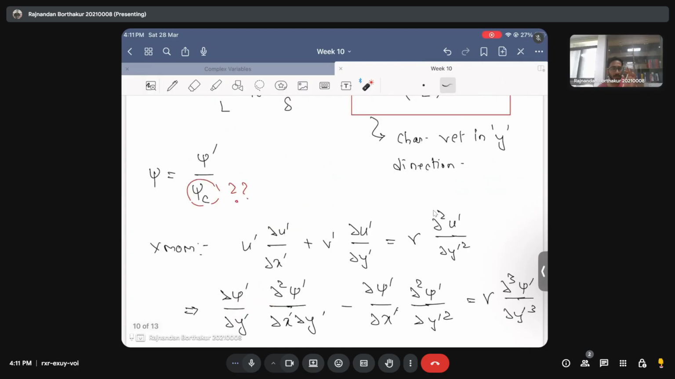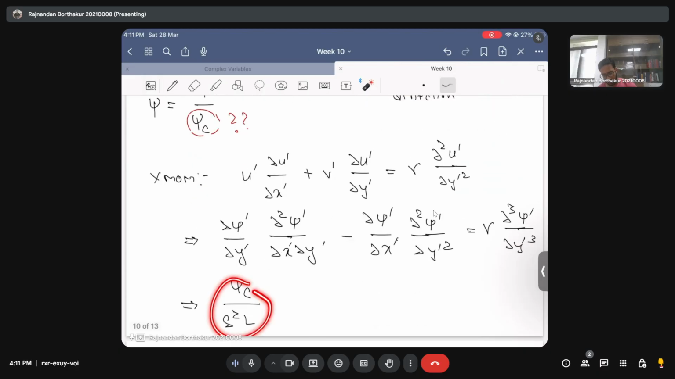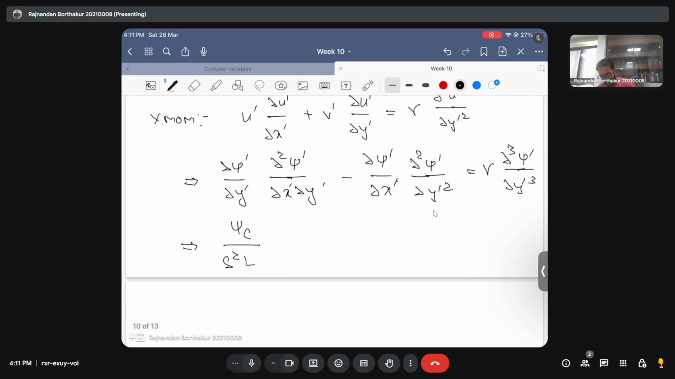That's exactly what we had been doing in our class when we were solving the Navier-Stokes equation non-dimensionally. So I believe you are well equipped with non-dimensionalization now, and that's exactly what we get here. And then this term would be what? So this is del psi prime by del y times del square psi by del x del y.